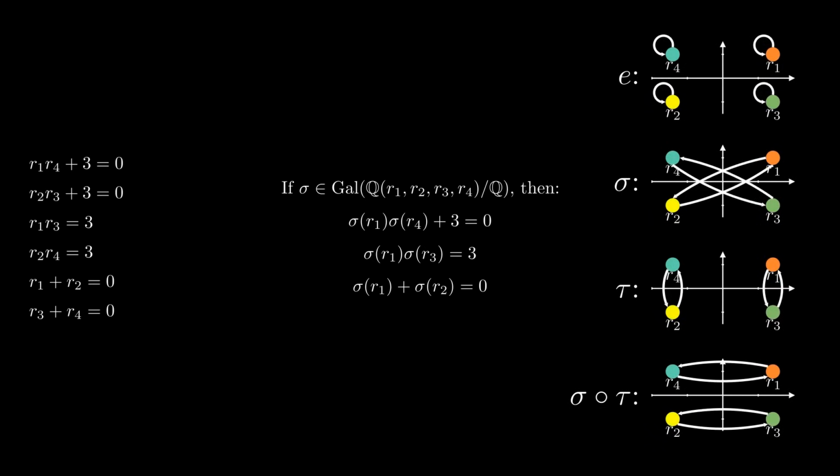Galois elements are. We call swapping R1 and R2 and R3 and R4 sigma, and we call swapping R1 and R3 and R4 and R2 tau. And then the final element is just doing one after the other. R1 goes to R3, then to R4, etc. So we write it as sigma composed with tau.